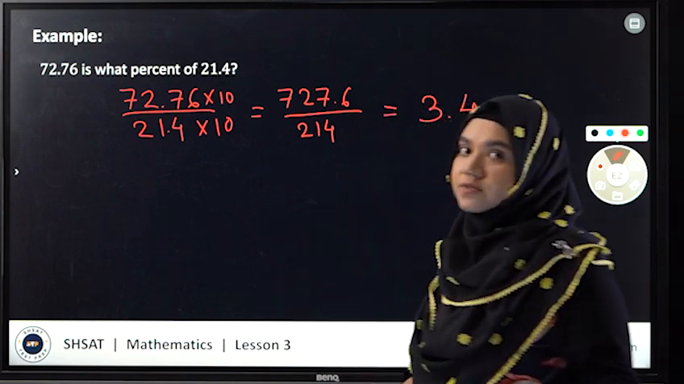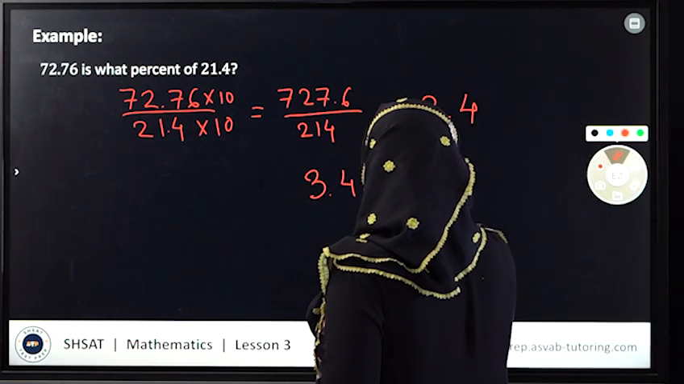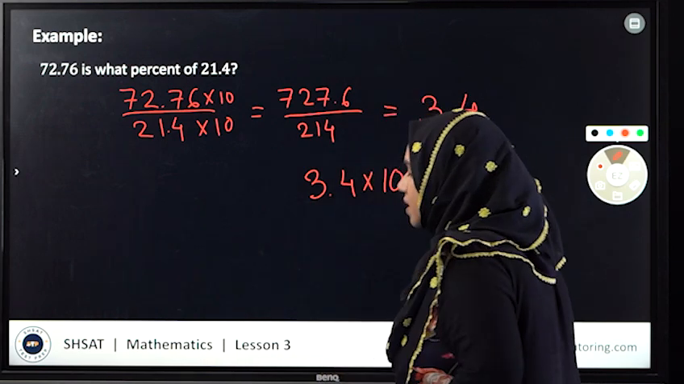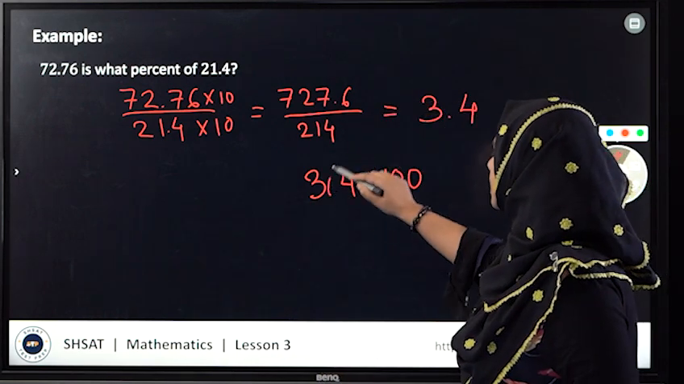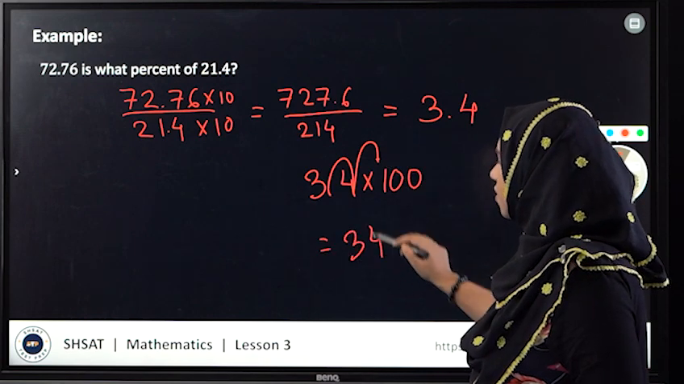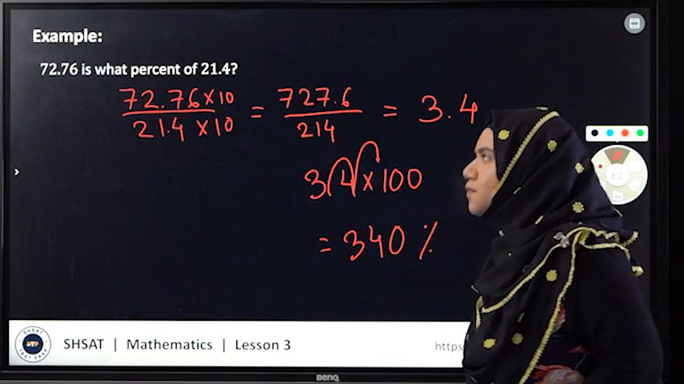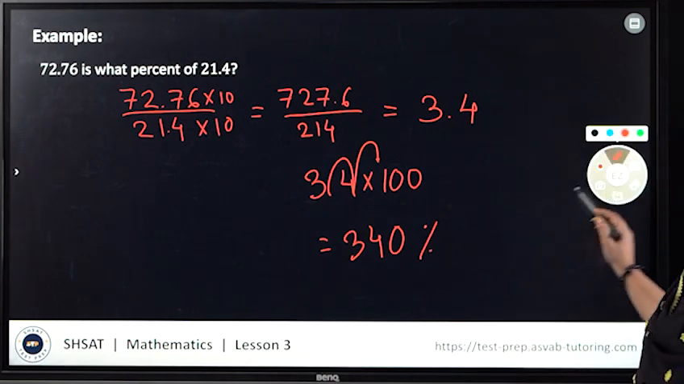But my question asks for a percent, which means that, of course, I need to convert that to a percent by multiplying it with 100, which gives me what? That brings me 2 units to the right. So that's 3 and 4. And in that gap, I'm going to put a 0. Finally, I'm going to put a percentage sign. Okay? So far, so good.